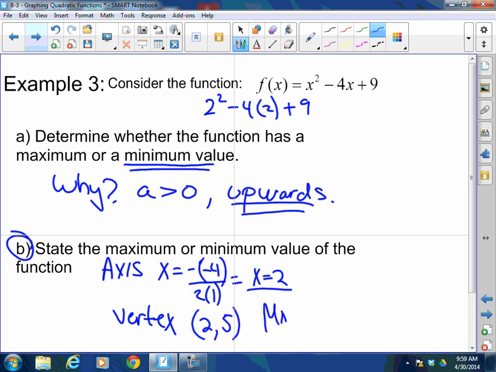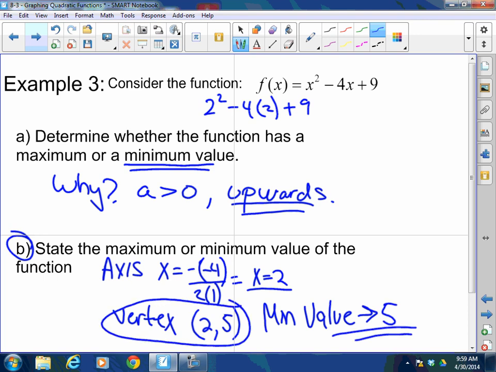So what is my minimum value? 5. Remember, the vertex is the x, y, but the value of the minimum or the maximum always belongs to the y. I got plenty of time. Any other questions here, my friends?